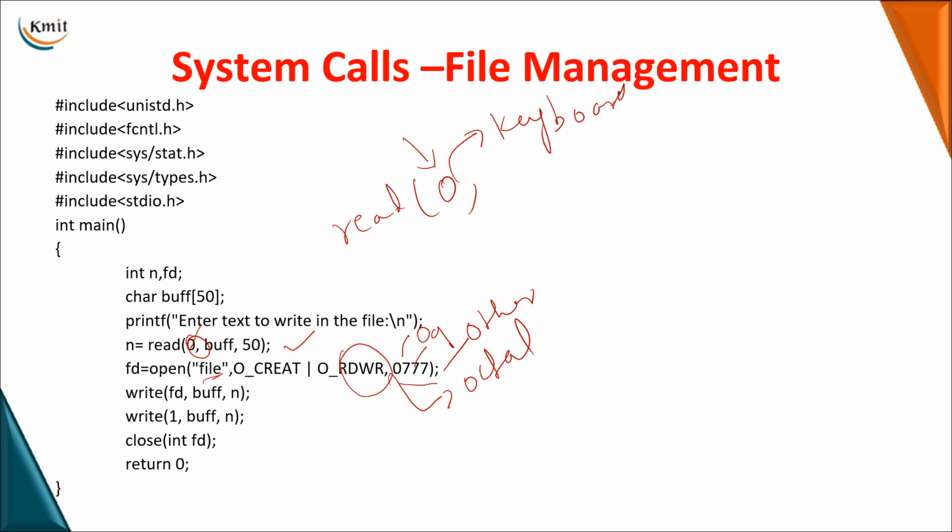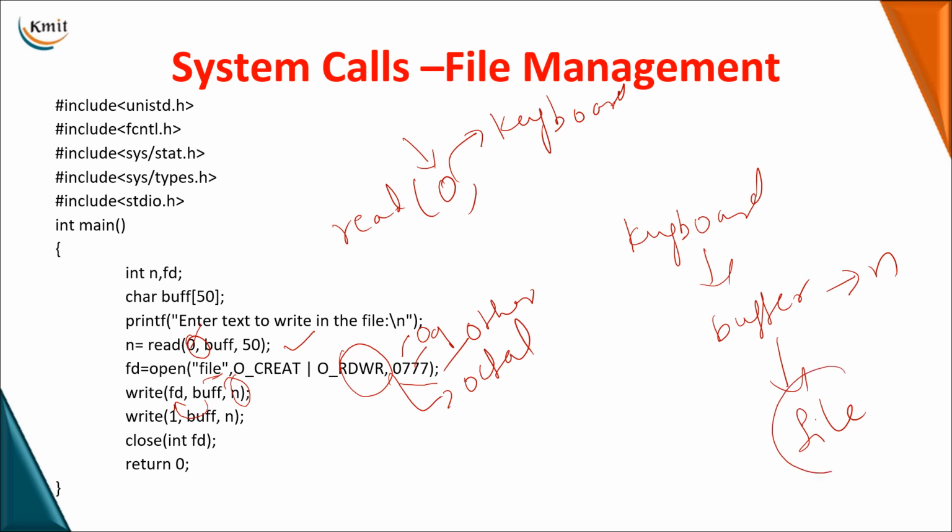So whatever is present in your buffer is being dumped into your file descriptor, and the number of characters to be taken from the buffer is specified by n. So you are reading from the keyboard, whatever you read from the keyboard is being stored in your buffer, and from the buffer you are taking n number of characters and storing it in your file. Now the data is available in your file.